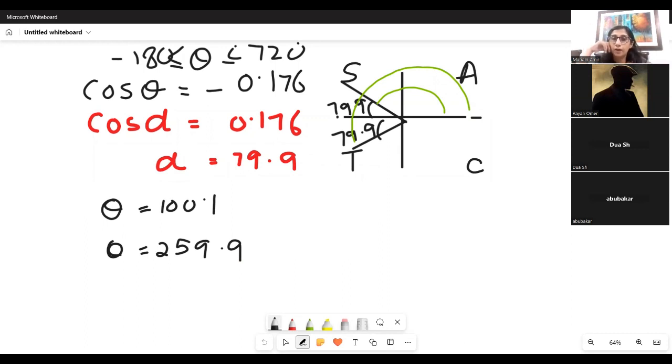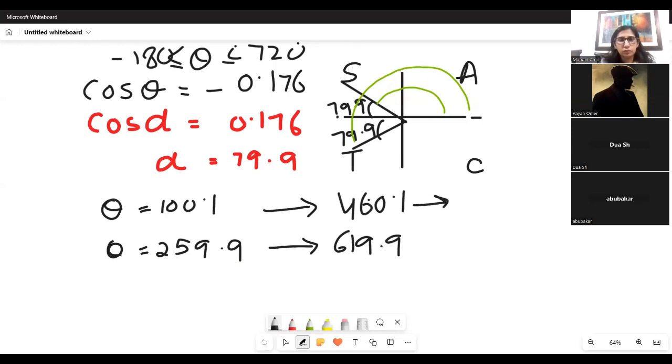Now this is cos and the periodicity of cos is 360 degrees. That is, you keep getting the same value -0.176 if you add or subtract 360 degrees from these answers. So keep adding and subtracting till you stay within the domain. Let's start with 259.9 plus 360, which is 619.9, included in the domain. We can't get any more. With 100.1, let's keep adding 360. That is 460.1. We can add once more, but no, we can't, because that goes beyond 720.